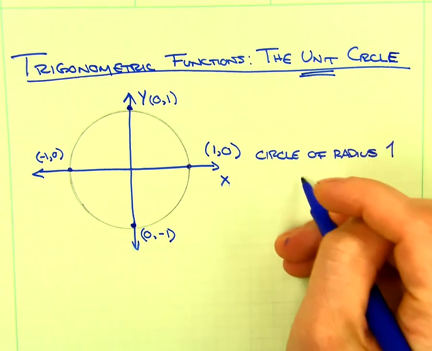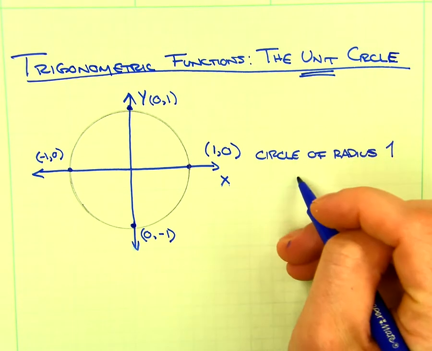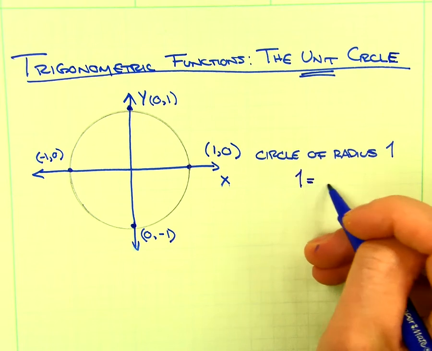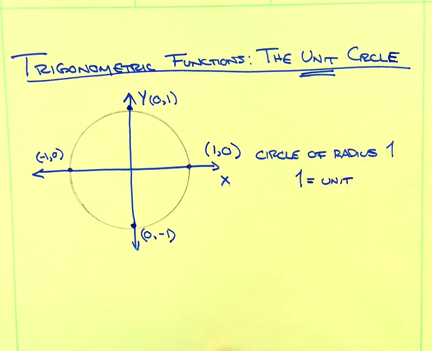And that's why it's called a unit. Anytime you hear 1, 1 is equal to unit. Okay, so the unit circle is just kind of the one circle. So it's a circle with radius 1.